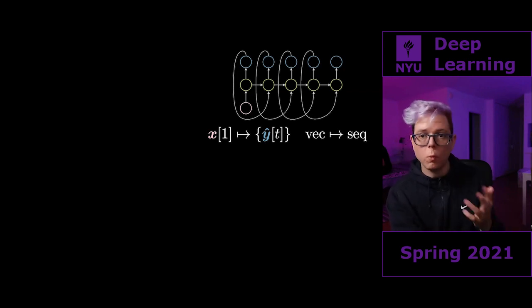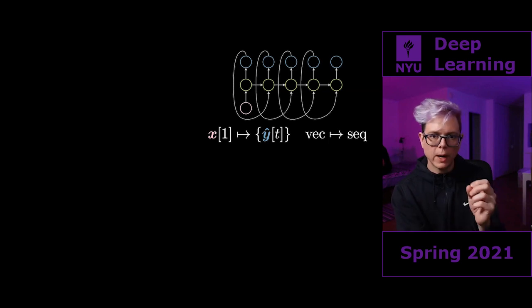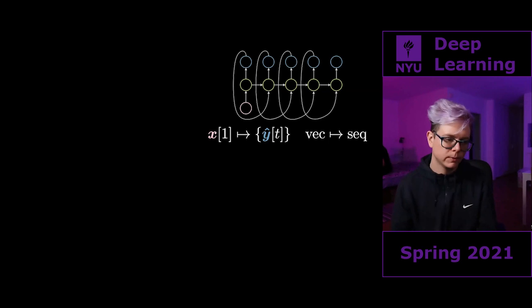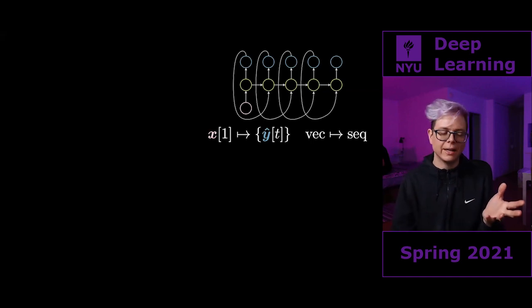Question for people at home: what could be an application that uses this kind of diagram? What can be one vector as input and then a sequence as output? Guess? Generate music. And what is the input? So, translation. Translation, you actually have a sequence as input, right? You have the source language and the target language, right?